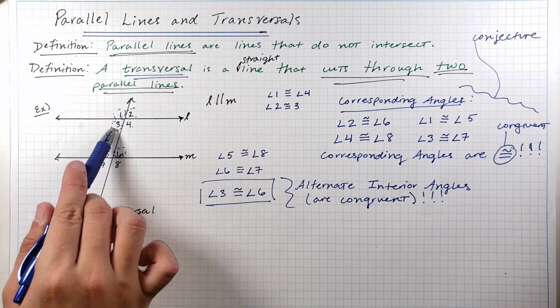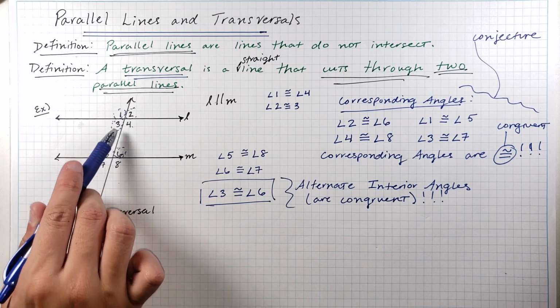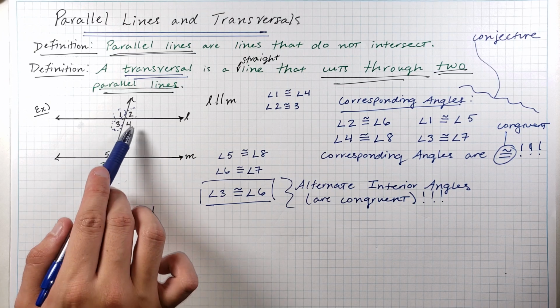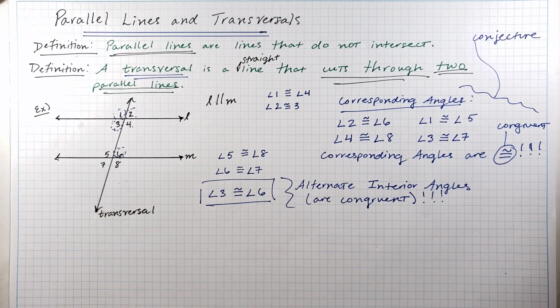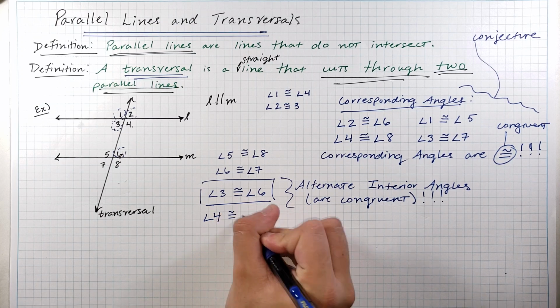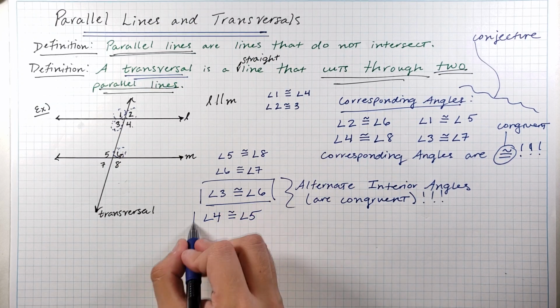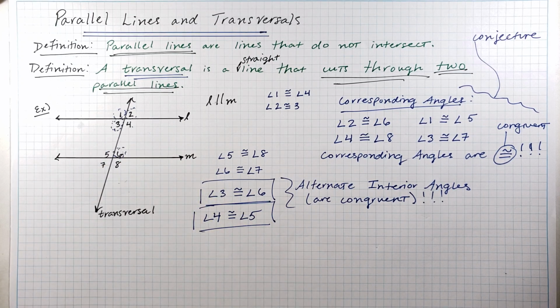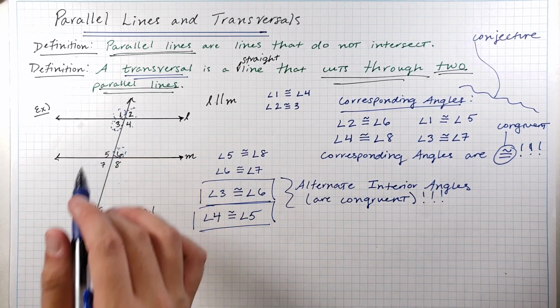Well, we have angle 3 and angle 6 are alternate interior on the inside. And we also are going to have angle 4 and angle 5. So angle 4 is going to be congruent to angle 5. All right, for the same reason, alternate interior angles are congruent.